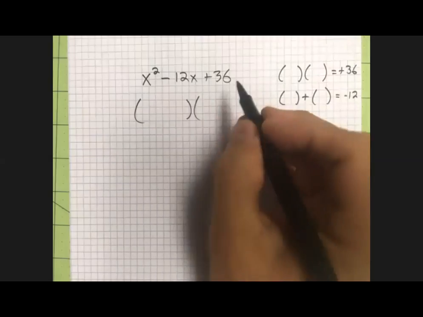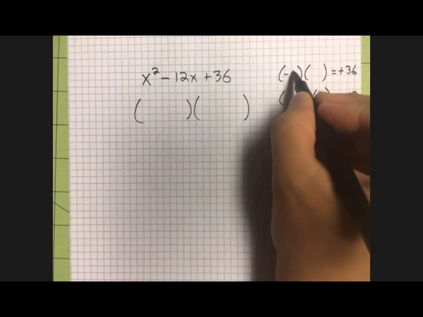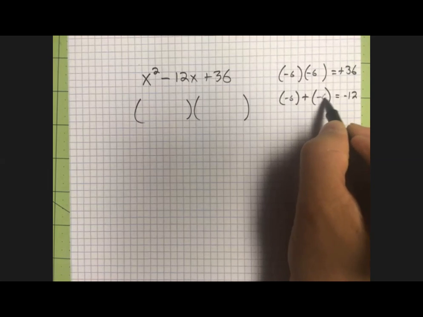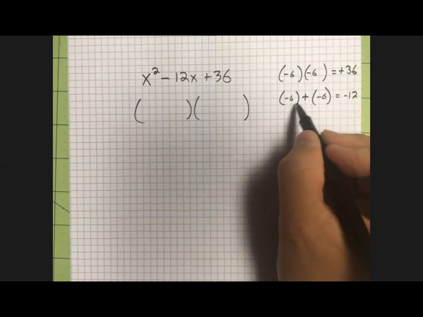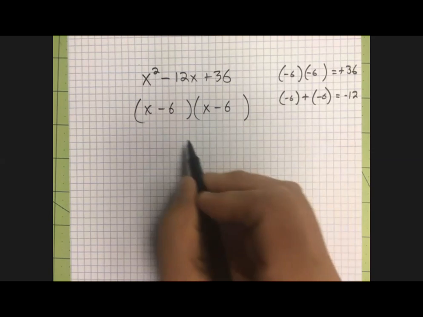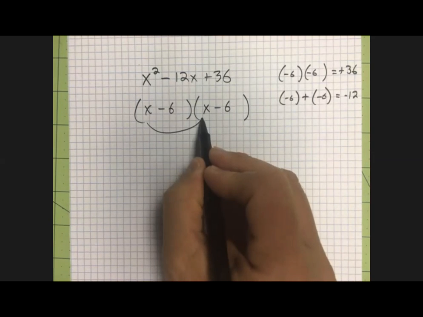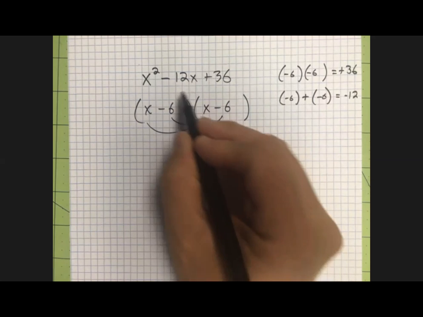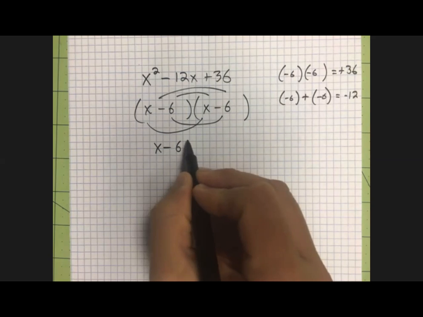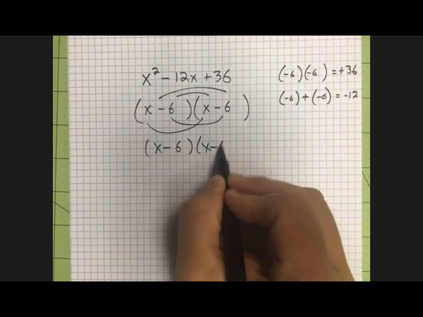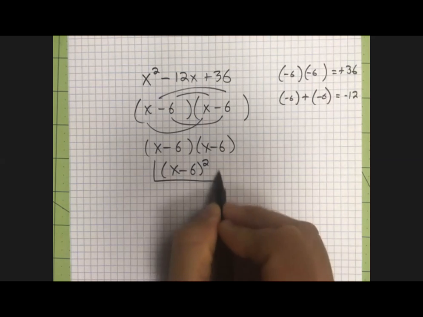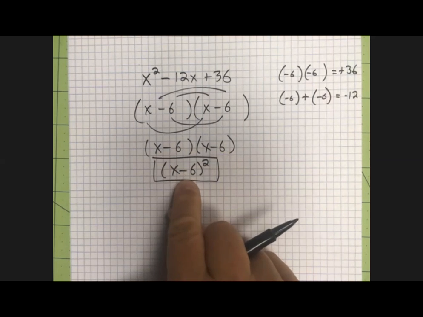And the larger the numbers, the more work it takes. But you can test this pretty quickly. Minus 6 times minus 6 is positive 36. Minus 6 plus minus 6 is minus 12. And then you're done. Now, it never hurts to check. Got my x squared. Got my plus 36. Minus 6x, minus 6x, minus 12x. Got it. So now I am very happy. In fact, in this case, I might even make it neater by saying x minus 6 times itself is x minus 6 squared.